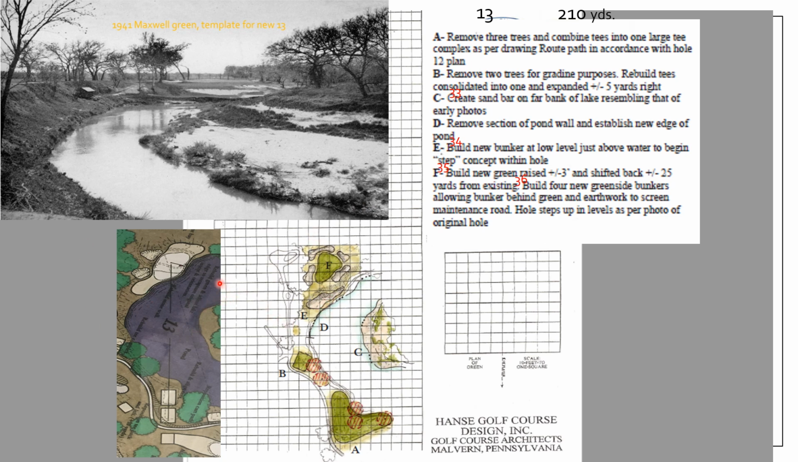And then on this side, okay, we're doing a couple of things. Build new green raised 3 feet and shifted back 20, 25 yards from existing. So like Maxwell did when we noted earlier, he went up on the Breedemus green and back. We're doing the same thing again, up and back. So we'll end up creating by the lake going down 2 or 3 feet and this coming up 2 or 3 feet, you have essentially 6 feet of elevation change that we don't have at all between the green, the front of the green, and what'll be the pond edge.